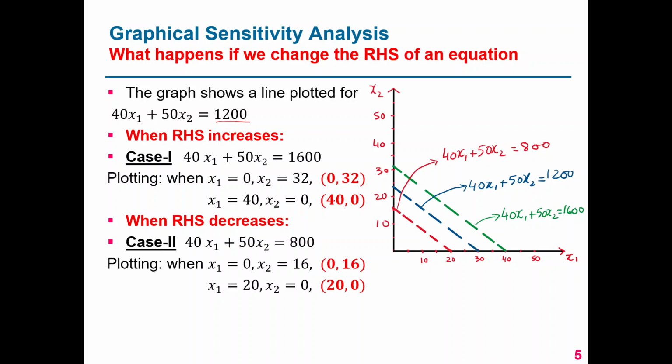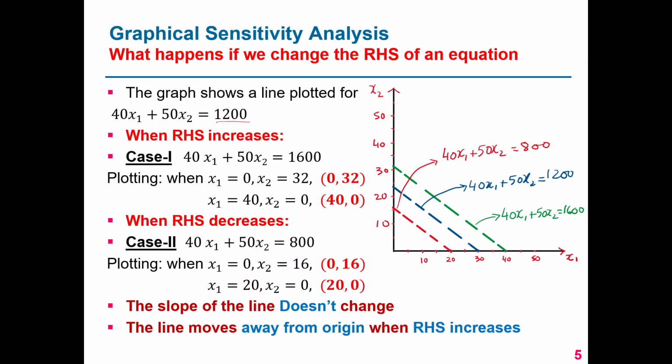If you closely observe these three lines, red, blue and green, you will see that these lines are parallel, meaning that the slopes of these lines are the same. That means the slope does not change when the right hand side changes, whether it increases or decreases. The only difference is that when we increase the right hand side, the line moves away from the origin, as you can see with the green line here. And when the right hand side is decreased, the line moves towards the origin.